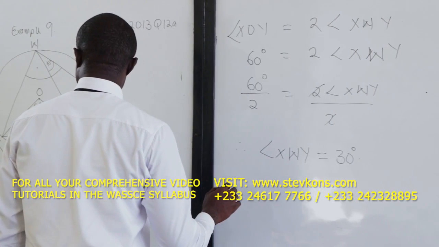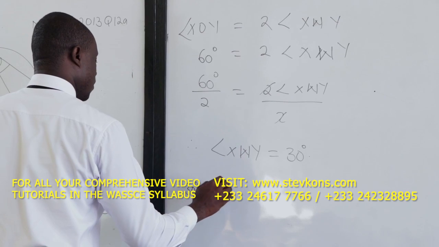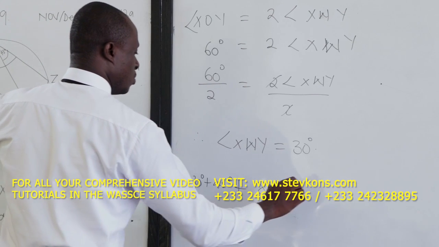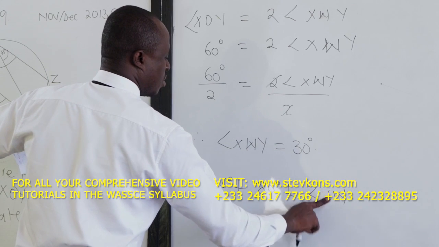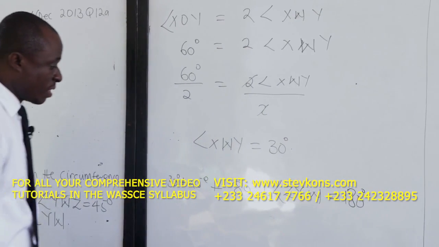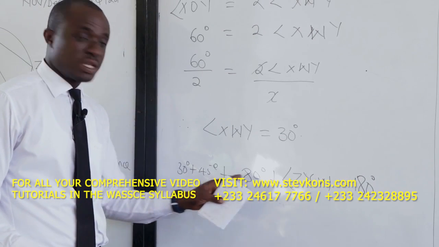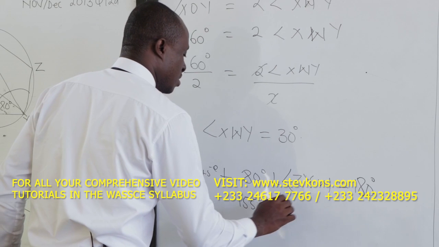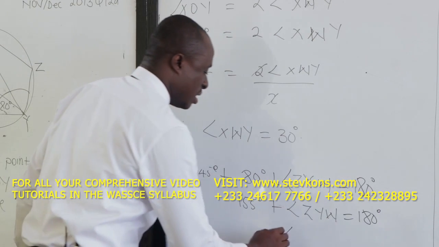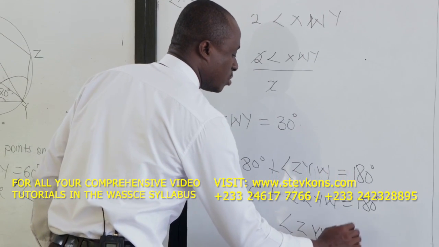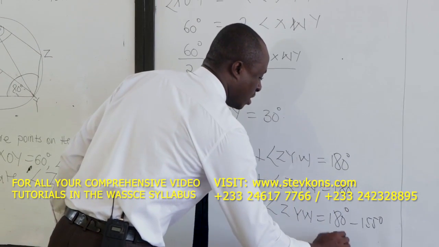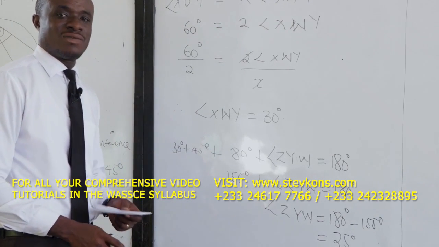So that is all that we can say is that 30 degrees plus 45 degrees plus 80 degrees, plus that is what you're looking for, ZYW, equal to 180 degrees. Now 30 plus 45, that's 75 degrees. 75 plus 80, that's 155 degrees. Plus ZYW equal to 180 degrees. So clearly we have ZYW equal to 180 degrees minus 155 degrees. And 180 minus 155, this is 25 degrees. And that's very easy.